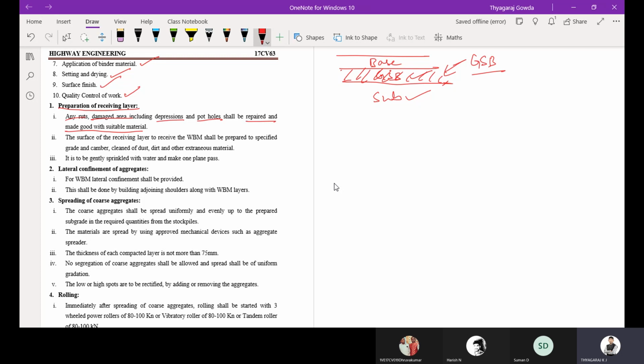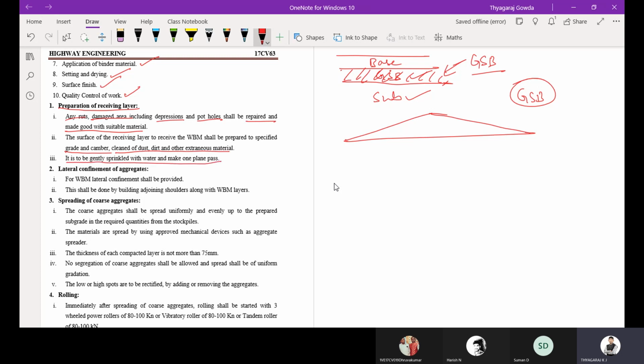Then the surface of the layer to receive WMM shall be prepared to specified grade and camber, cleaned of dust, dirt and other extraneous material. So you have to provide a camber like this. On the top we are going to get the camber like this. From the GSB layer only you are going to provide this grade and camber, and it is gently sprinkled with water and given one plain pass.